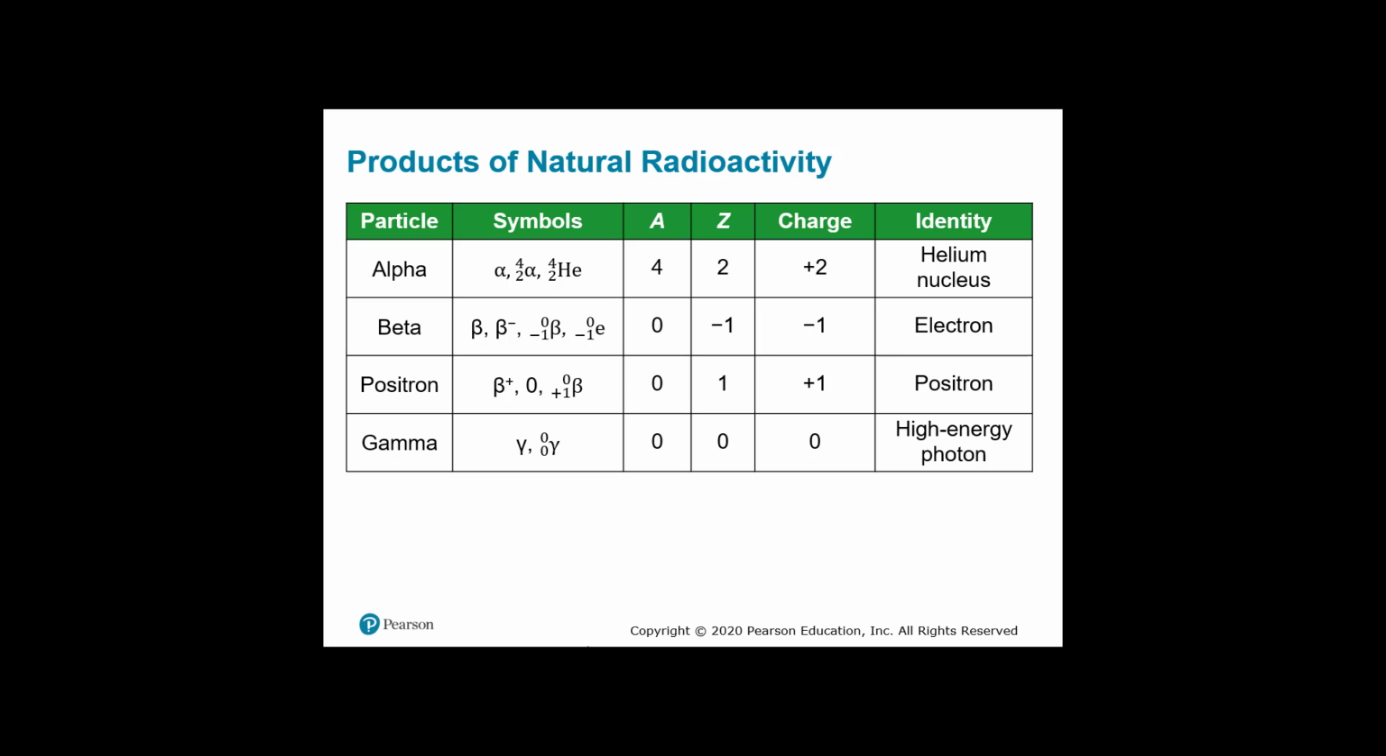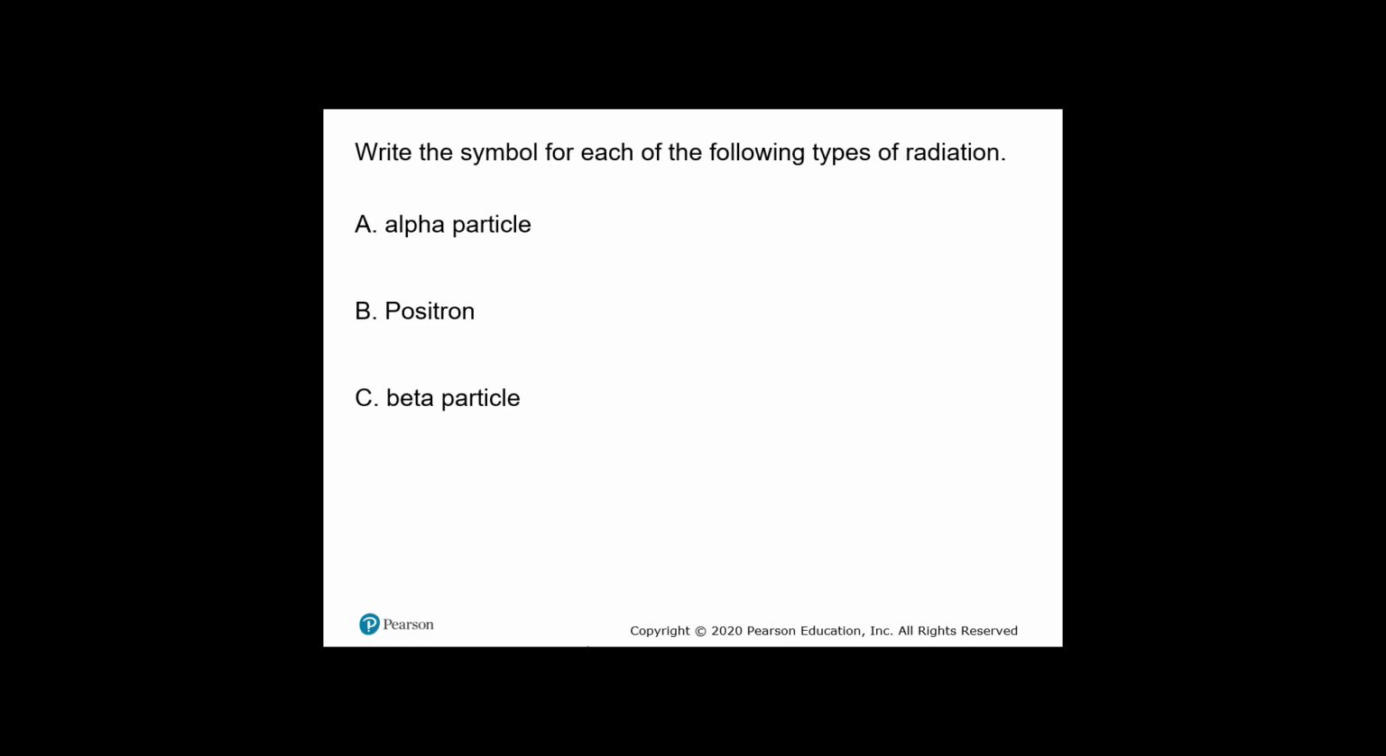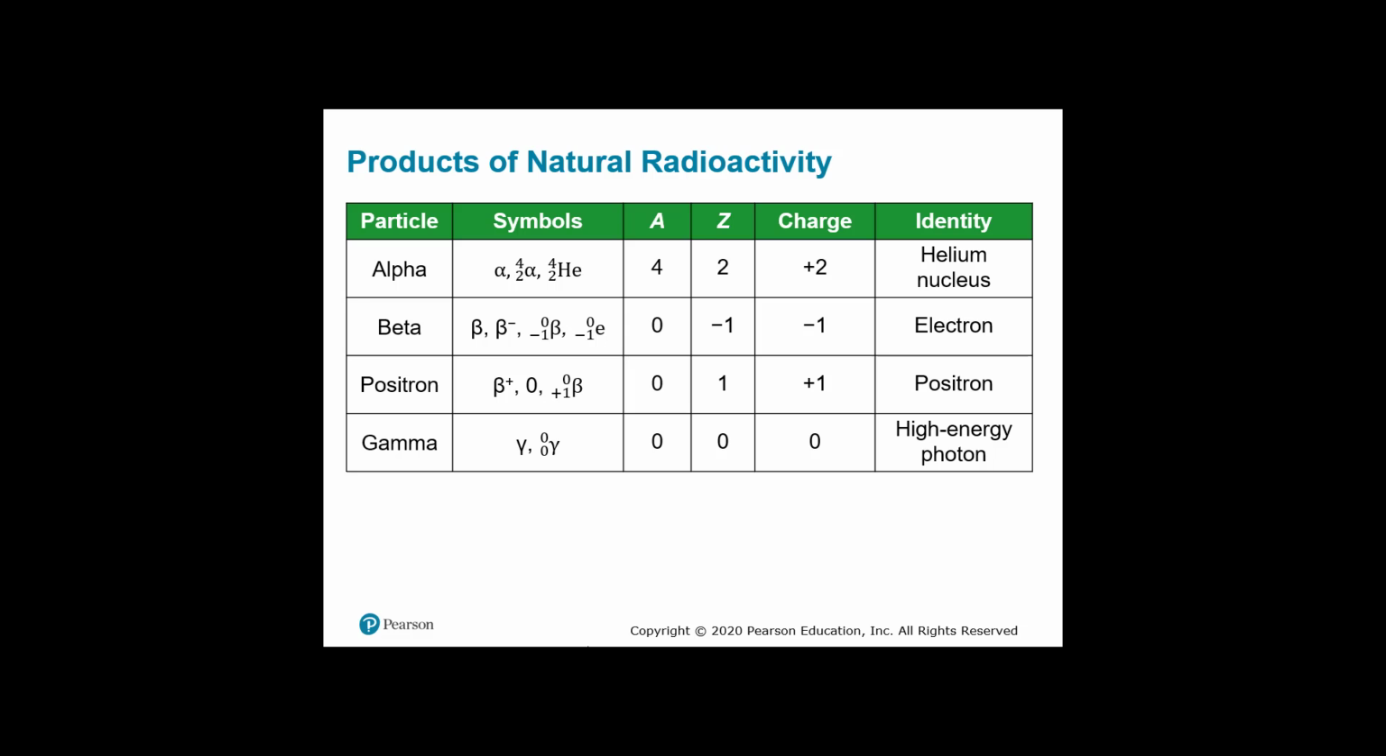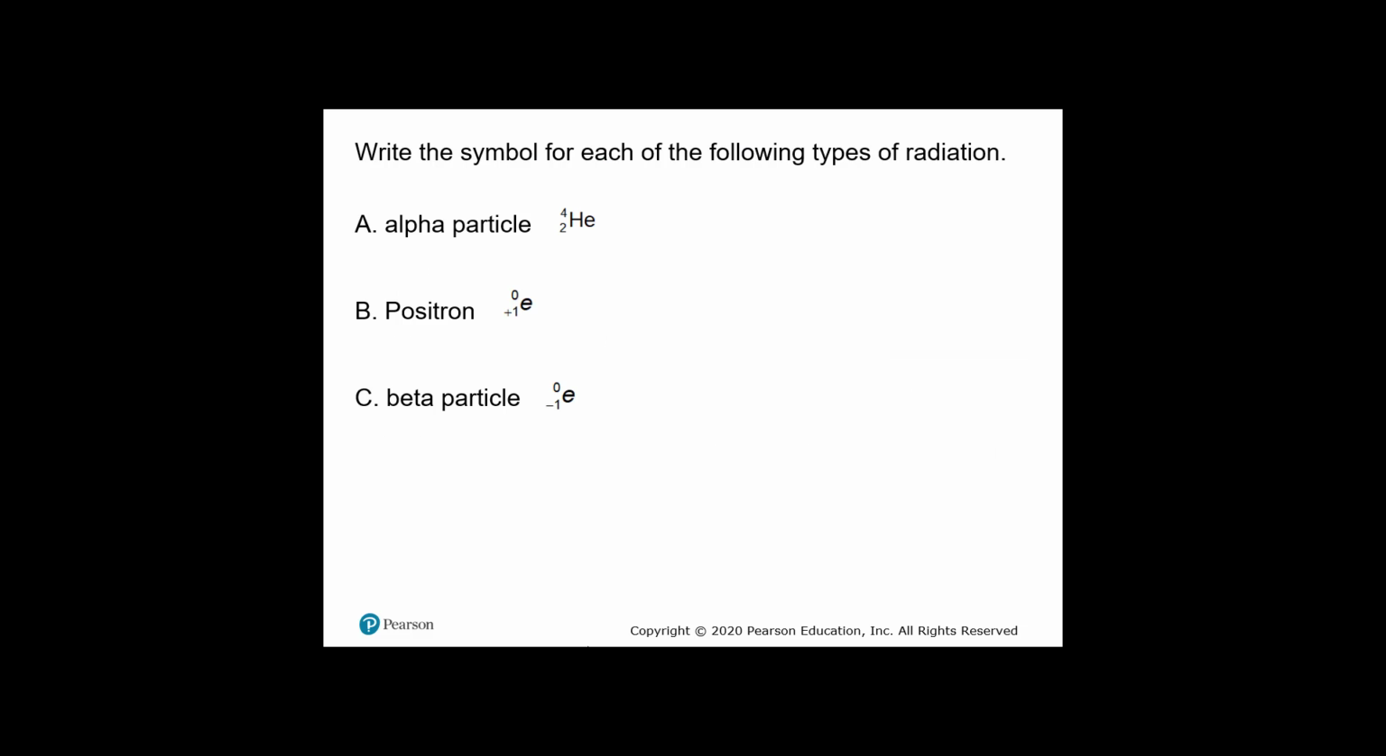So you can refer back to some of the slides that are a little bit more clear to understand than other ones. All right, so write the symbol for each of the following types of radiation. I don't expect you to know this yet because I haven't gone through them. But an alpha particle is... I kind of just skipped through.